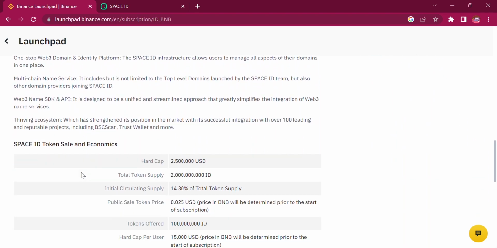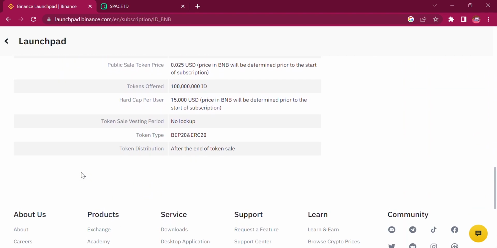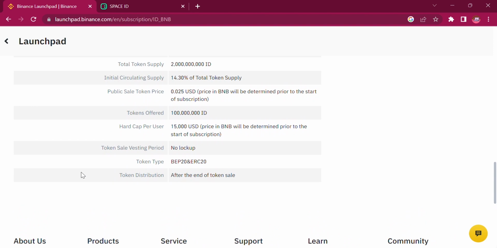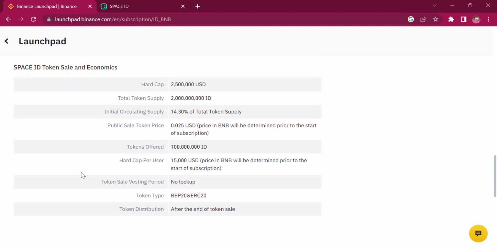So you can take time to read about Space ID. You read about the projects. I'm going to drop all the information about their socials, the websites, the white paper, everything in the description. So do read about it, because it's really important to do your research, right? You don't just jump into things in this space. Time and again, many things have taught us many lessons, right?